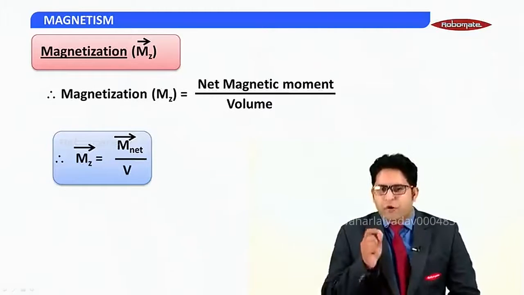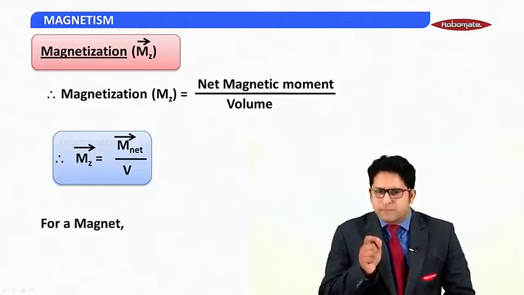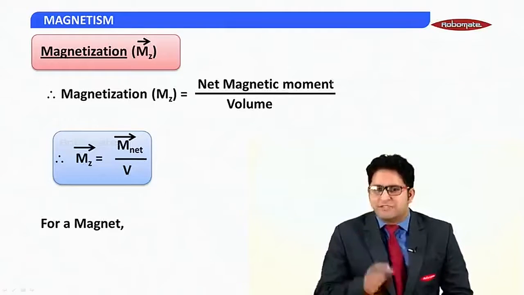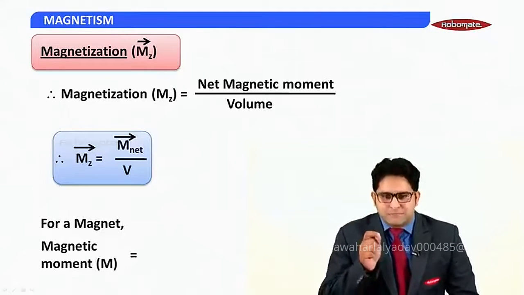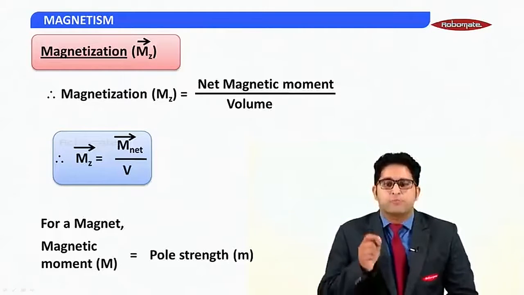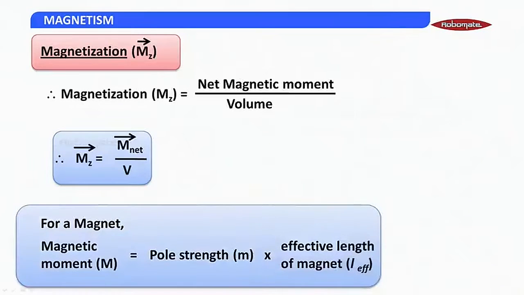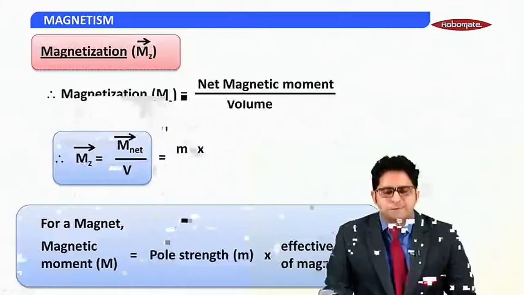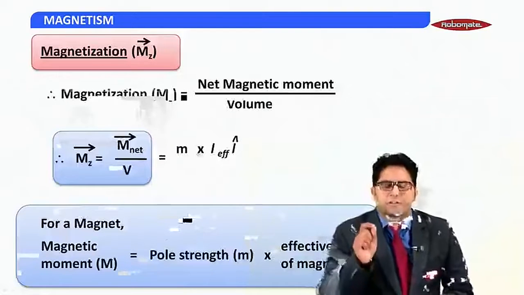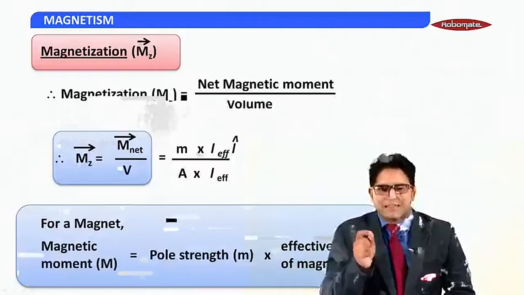Now students, we have already learned a term called magnetic moment for a bar magnet. Do you remember? We have learned this particular concept in 11th standard. So from that concept, I can write magnetic moment, given by the symbol capital M, is nothing but equal to pole strength, which is small m, multiplied by the effective length of the magnet, or I can say the magnetic length. So if I use this relation for the above expression, what will I get? I'll get small m into L effective into unit vector upon volume, which can also be written as area into length. So I can write A into L effective.